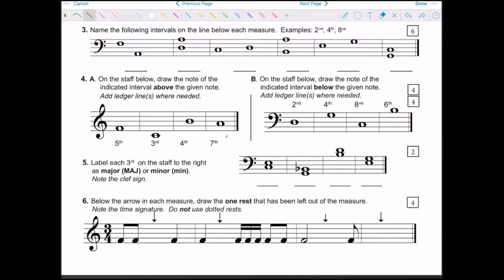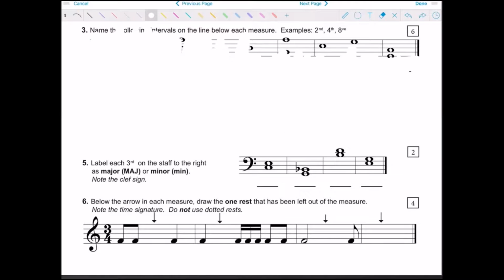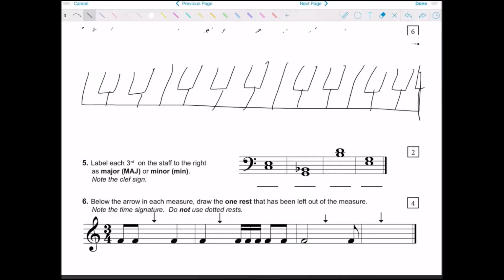So let's get started. Question 5 says, label each third on the staff to the right as a major or minor. Note the clef sign. Okay, so real quick, I'm going to draw a keyboard here, so give me just 1 second. Alright guys, that is my little shabby keyboard.